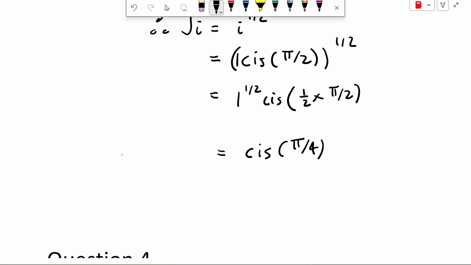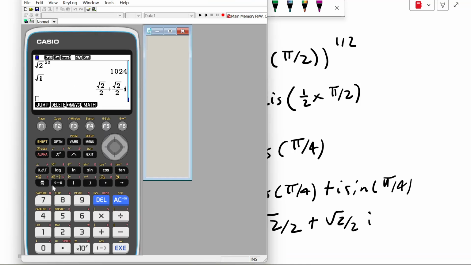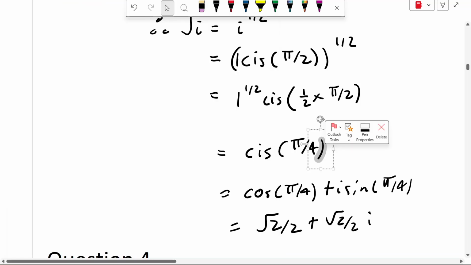And if you want to work this out, what it is in Cartesian form is cos of pi over 4 plus i sine of pi over 4. That happens to be root 2 over 2 plus root 2 over 2 i. Or in other words, that's what we got on the calculator before. So that's really good news.